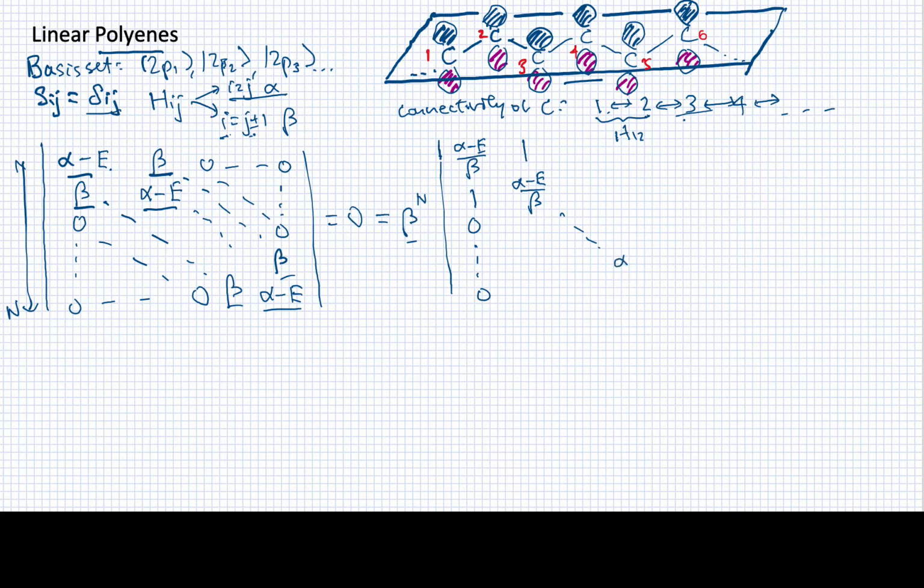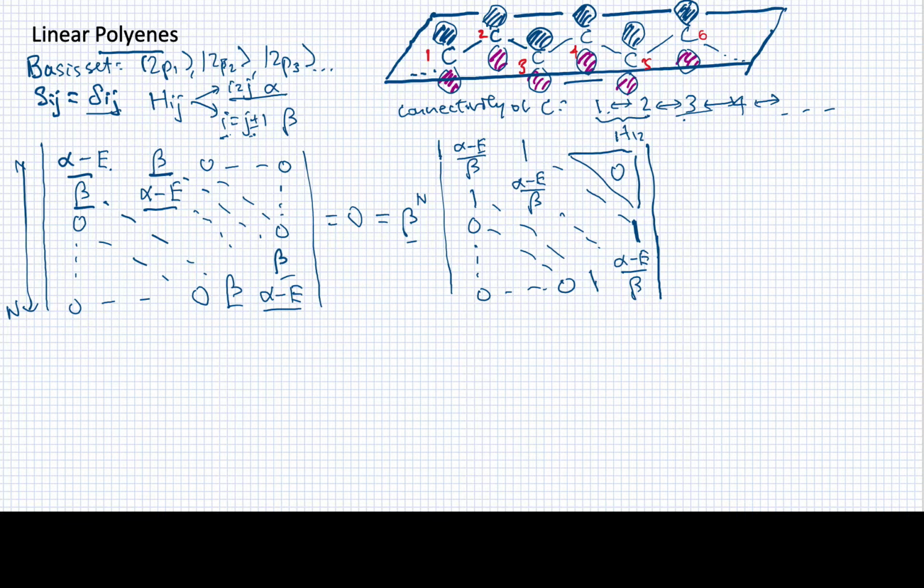So the whole secular determinant has diagonal elements that are alpha minus E over beta, and all of the other elements are as written here. Where there used to be betas, now it will be equal to 1. And up in the upper and lower triangles, I'll have zeros. So this is what my secular determinant becomes.